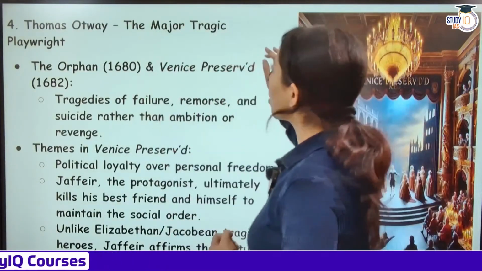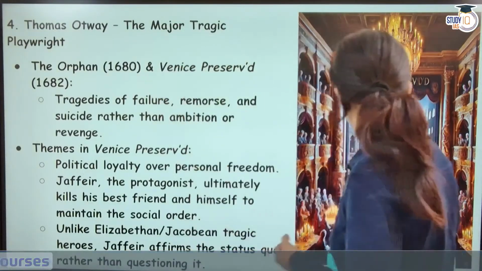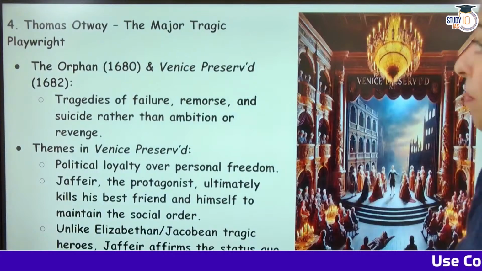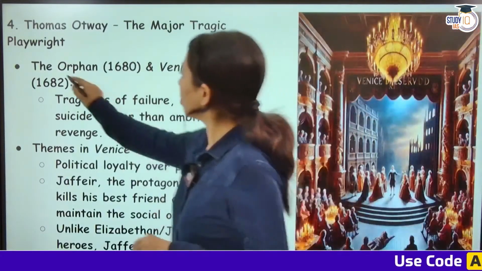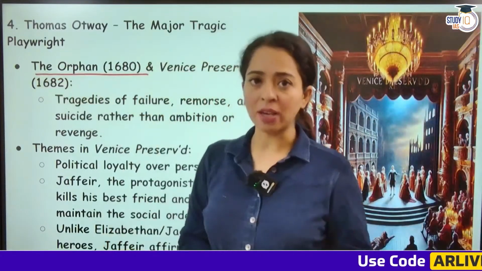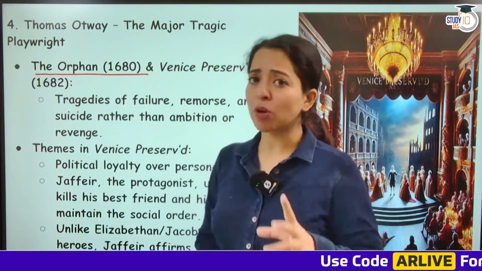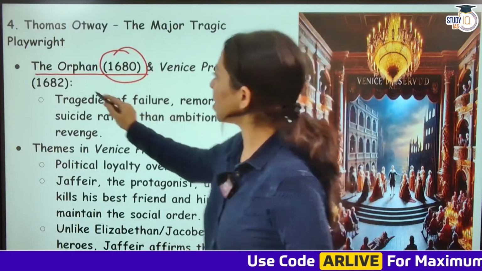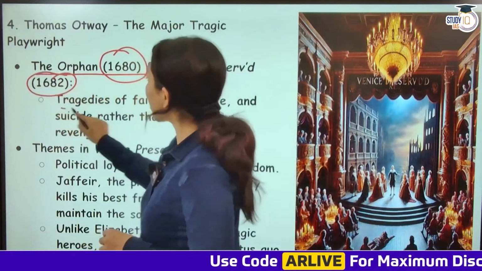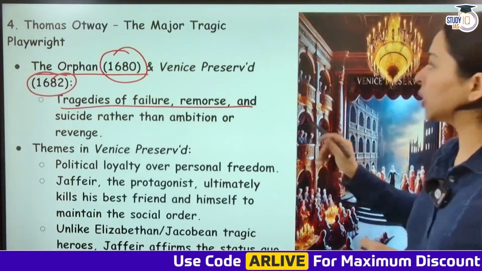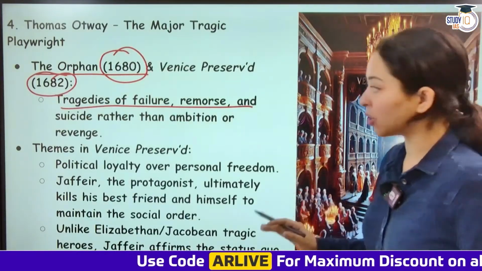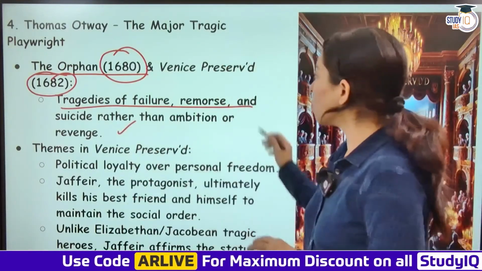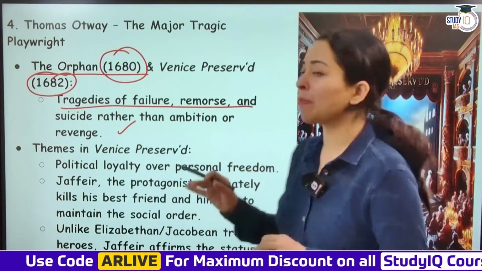Okay, Thomas Otway. Now talking about Thomas Otway, the major tragic playwright. So Thomas Otway was considered the major tragic playwright of that period, and he wrote The Orphan. So apart from John Dryden, Thomas Otway was one of the most important ones. In 1680 he wrote The Orphan, and Venice Preserved in 1682. Tragedies of failure, remorse, suicide rather than ambition or revenge. So whose tragedies were these? Tragedies of failure, of remorse, and suicide rather than ambition or revenge.